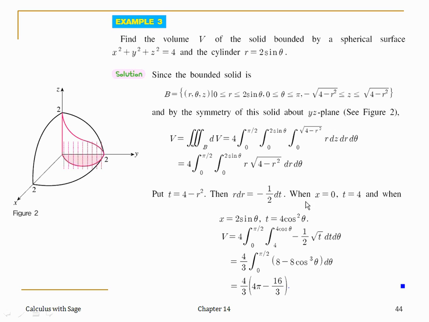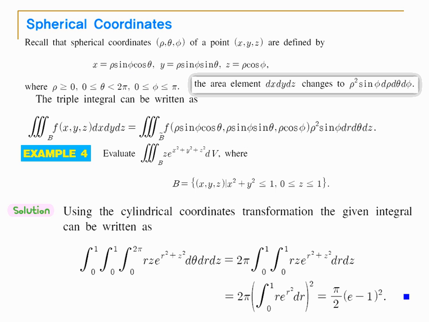And in this substitution, x equal to 0 means t is equal to 4, and x equal to sine theta means t is equal to 4 cosine squared theta. So this substitution gives us this integral with respect to t and theta, and this can be easily computed to get this. That's it: 4/3 times 4 pi minus 16 over 3.